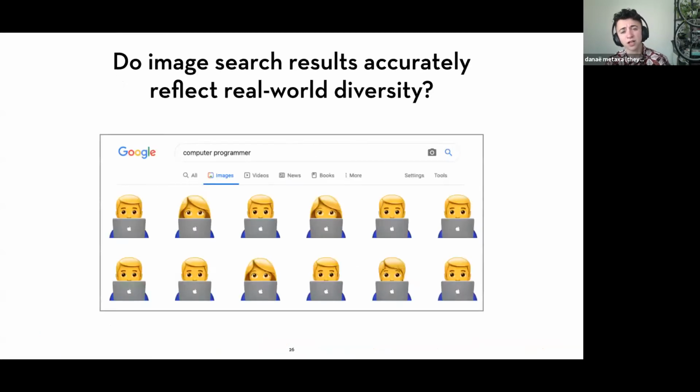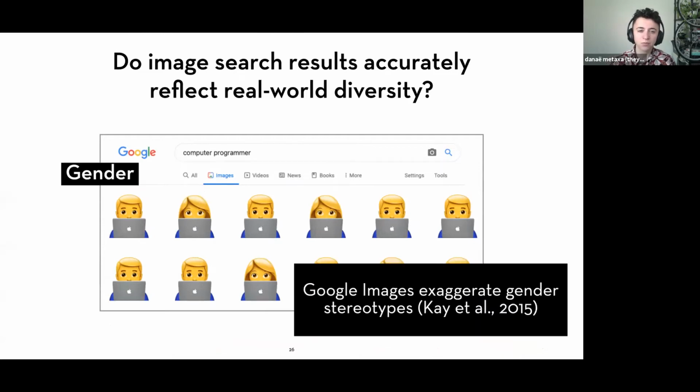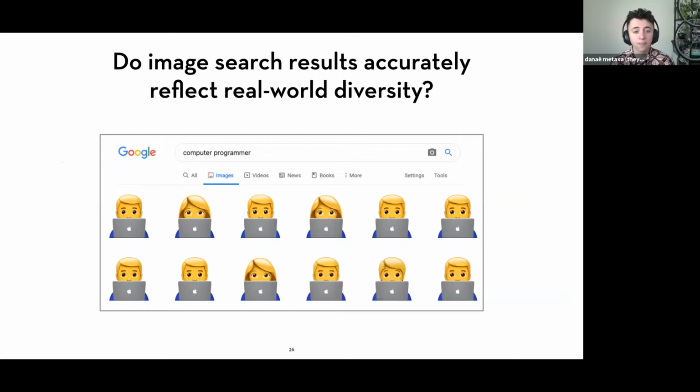So given the importance of algorithmic systems like search and my interest in visual representation, I was drawn to work on image search results. Do image search results accurately reflect real-world diversity? Prior work from 2015 had identified that search results for occupations exaggerated gender stereotypes. Since then, and often in response to research findings like this one, Google has made a lot of changes to their algorithms. But we might want to ask whether image search results are still biased in their presentation of gender.